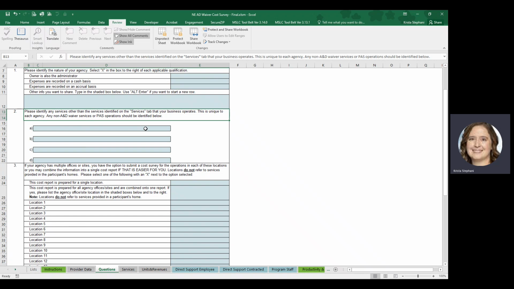This information is unique to each agency, and any non-aged and disabled waiver services or PAST operations should be identified below. So for example, if your agency operates a laundry service, you would type laundry on this line, and that would indicate to us that your accounting and financial records may include expenses related to operating that laundry service.